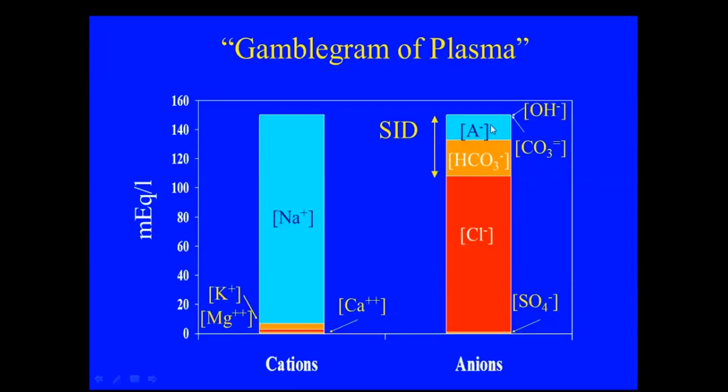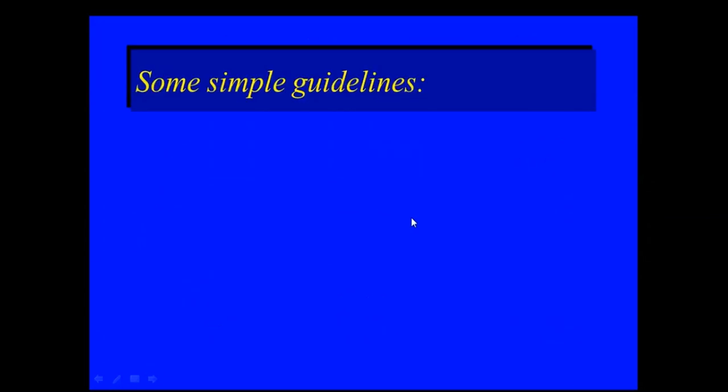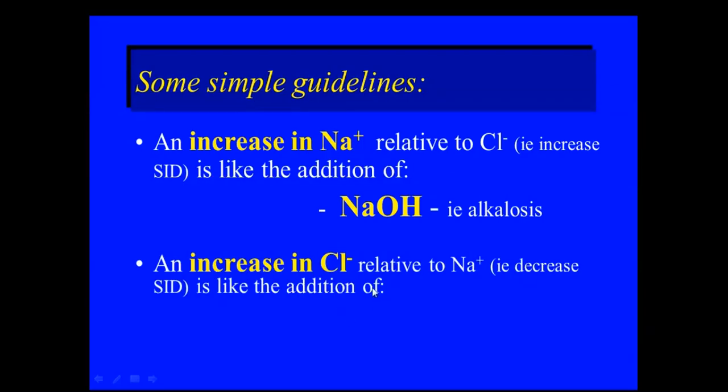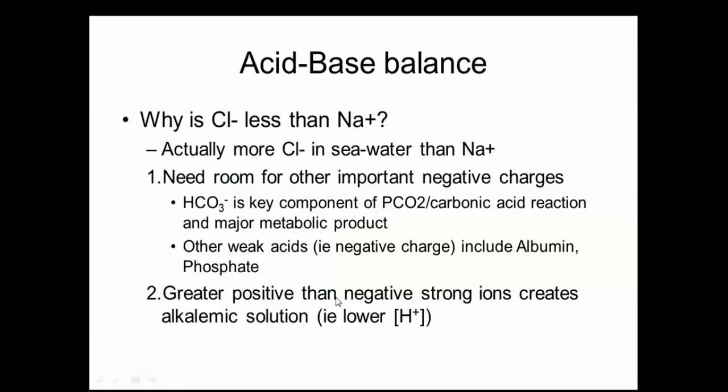Actually, go back to that. So this part here is the strong ion difference, which is accounted for by the effect of weak proteins and bicarbonate as the other component, and the anion gap really just being related to the part from the protein. So some simple guidelines: if you increase the sodium relative to chloride, it's like adding sodium hydroxide. It's an alkalinizing effect. And if you increase the chloride relative to sodium, you narrow that difference. It's like adding hydrochloric acid, and it's an acidifying effect, although you actually never create an acid.